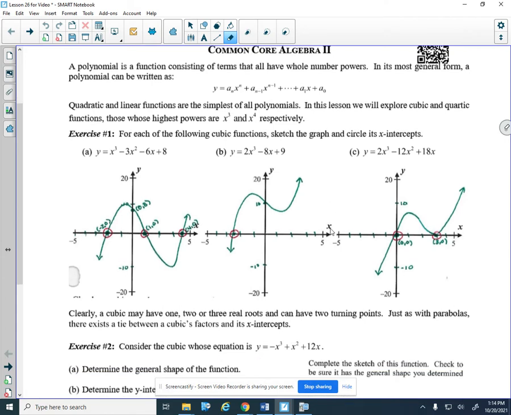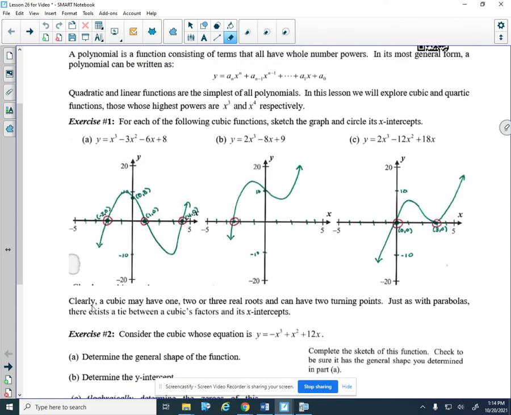So here's those 3 graphs that we just looked at. And it says clearly a cubic may have 1, 2, even though we know this one really counts twice, or 1, 2, 3 real roots. And they can have 2 turning points. So 1, 2, 1, 2, 1, 2. Just as with parabolas, there exists a tie between a cubic's factors and its x-intercepts.